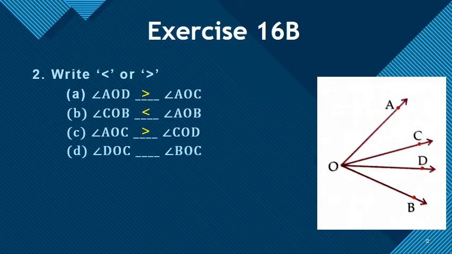So now let's move to the D part of this question. Angle DOC and angle BOC. So which angle is bigger? Angle DOC or angle BOC? So let's see the arms of which angle are making a wider opening. Well, it is the BOC which is making a wider opening, or a larger angle, than angle DOC. Therefore, angle BOC is greater than angle DOC.